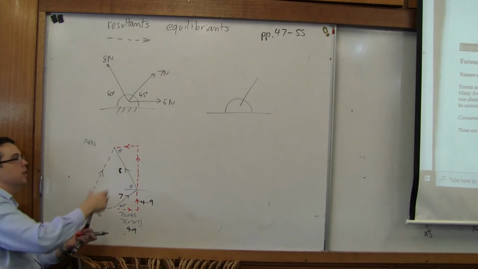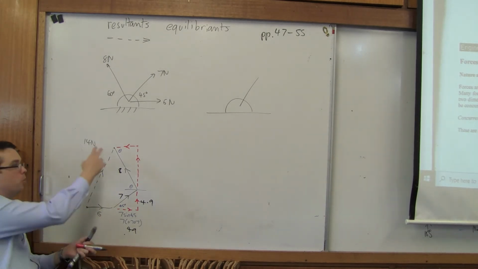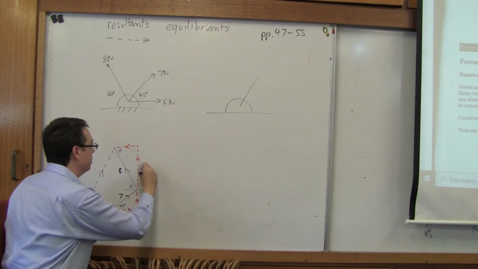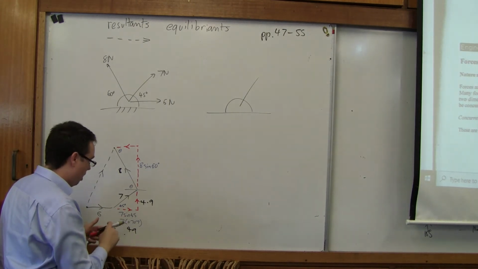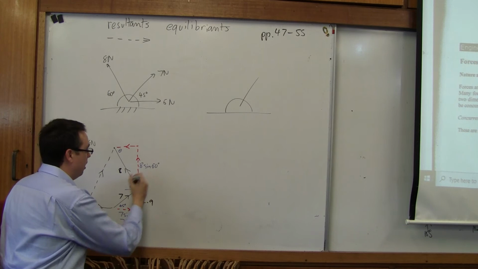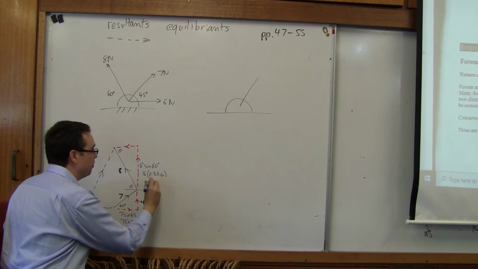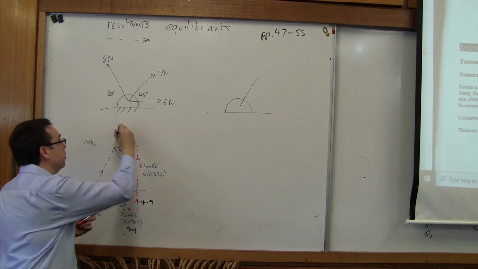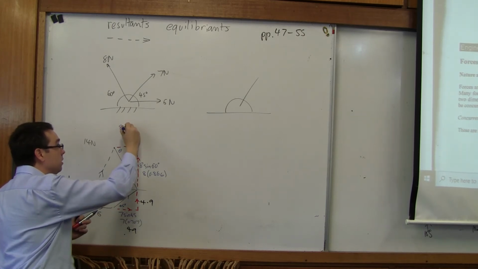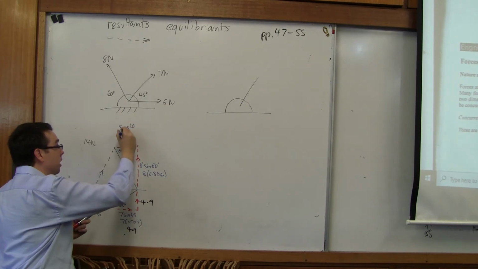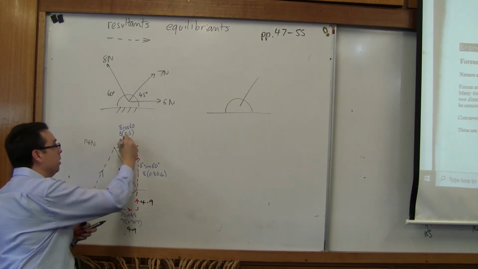If this is 8, is this opposite or adjacent? Opposite. So I'd write that as 8 sine 60, which is 8 times 0.866, which is going to equal a number. This one here is going to be 8 cos 60, because it's adjacent, which is going to be 8 times 0.5, and that one here is going to be 4.